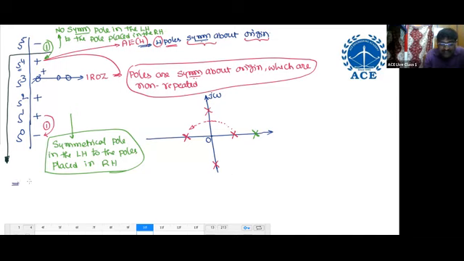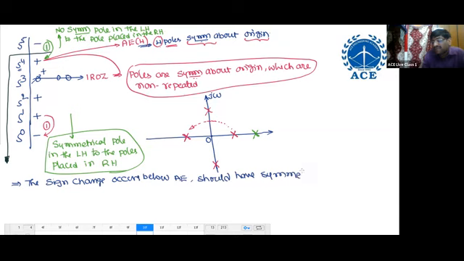The sign change that occurs below the auxiliary equation should have a symmetrical pole in the left to the pole placed in the right.